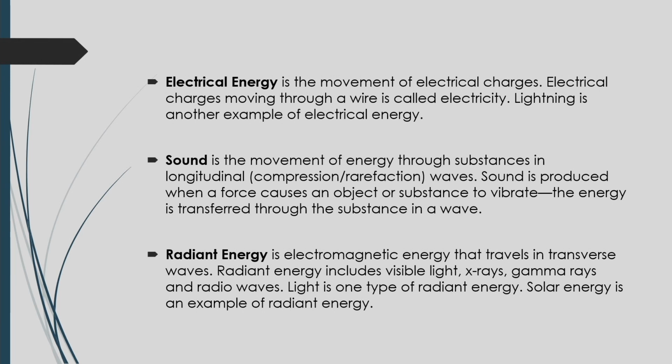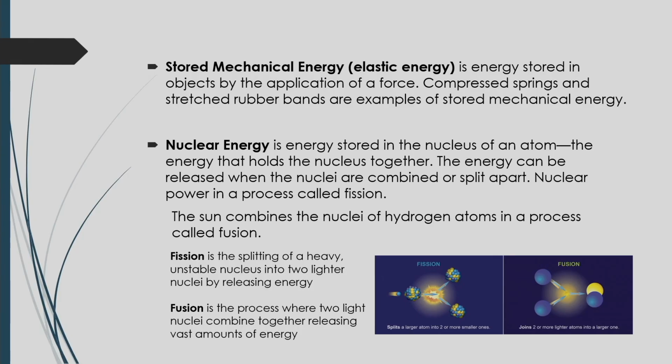And light is one type of radiant energy, and solar energy is an example of radiant energy. Sometimes you will see that some energy is stored as mechanical energy, that is called elastic energy, and this is stored in objects by application of a force. Compressed springs and stretching of rubber bands are some examples of stored mechanical energy.